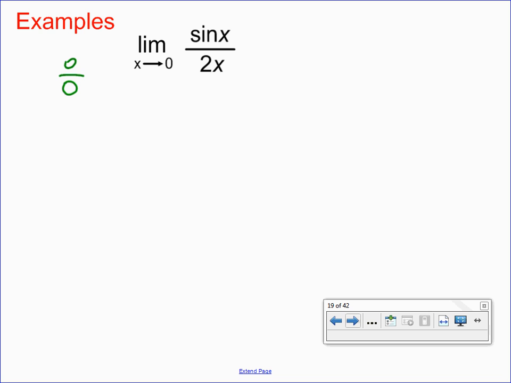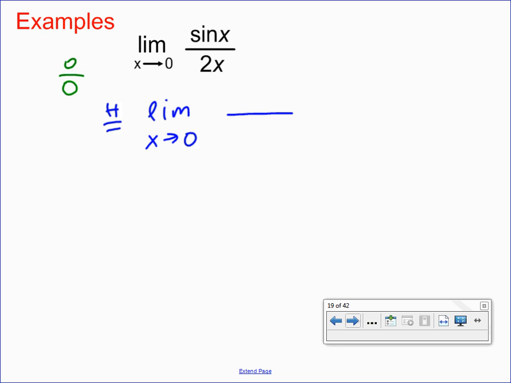Does this indeterminate form authorize the use of L'Hopital's rule? Yes, it does. I need 0 over 0 or infinity over infinity in order to use L'Hopital's rule. It looks like I got 0 over 0, and so guess what? I can run to the hospital. I can use L'Hopital's rule and consider the limit as x approaches 0 of the derivative of the top over the derivative of the bottom separately, and try again.